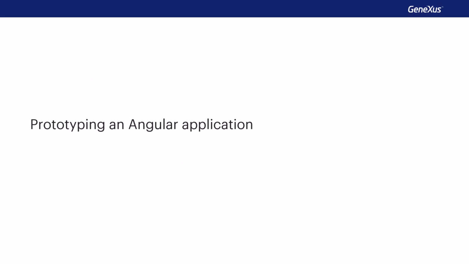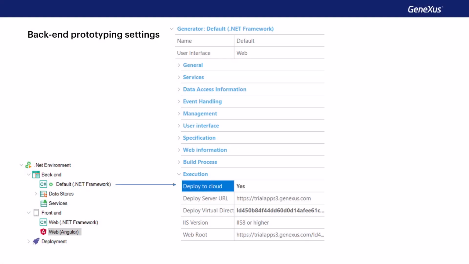Since an Angular app has a front end and a back end, now you'll see the prototyping options available for each part. Start by prototyping the back end. So far, we've been using the default mechanisms for prototyping.